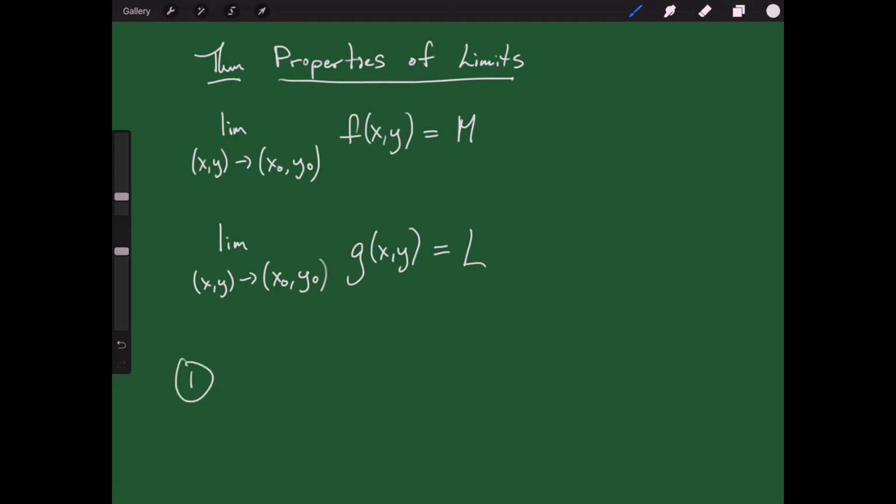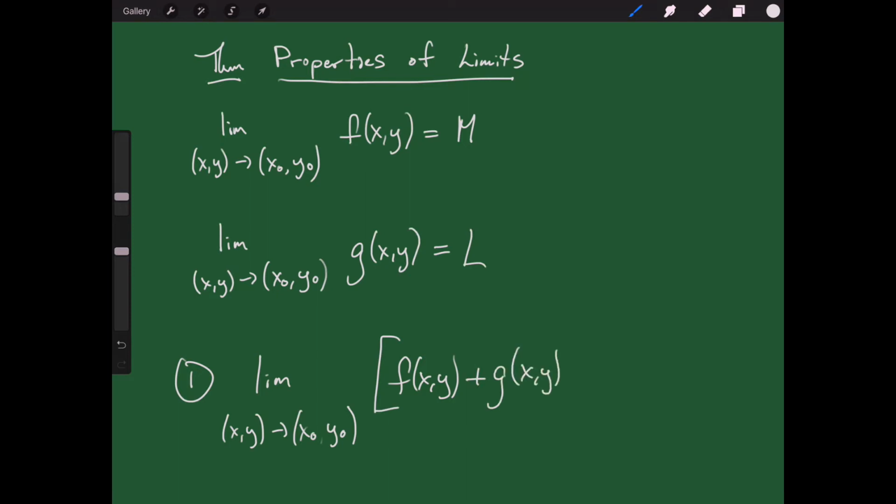And the first property that we have is, what if we're taking the limit as x, y approaches x0, y0 of f of x, y plus g of x, y? Well, it looks exactly like limits do in 2 dimensions. We can just distribute that limit across this sum and take the limit of each one individually, and then we get M plus L. So that limit can distribute across a sum.